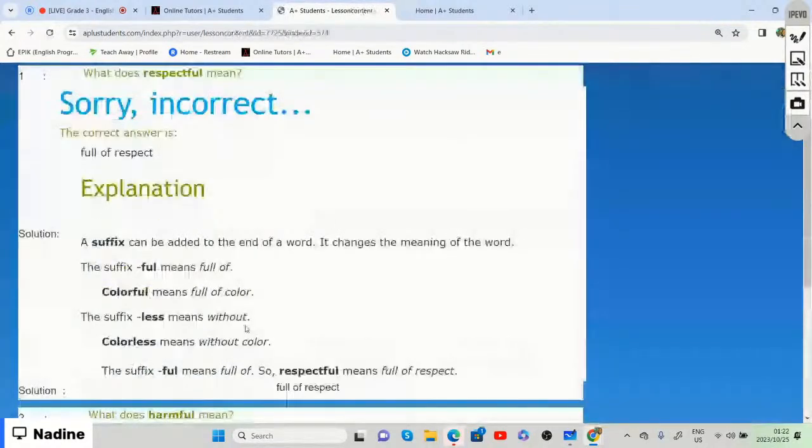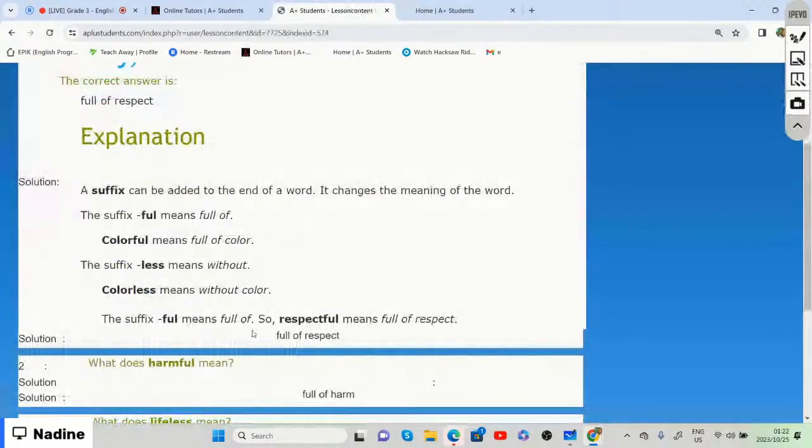Okay. So a suffix, we said, can be added to the end of a word. A suffix is added at the end of a word and it changes the meaning of the word. Which means that when we add a suffix to the word, the word will most likely change, not the actual word, but the meaning of the word.